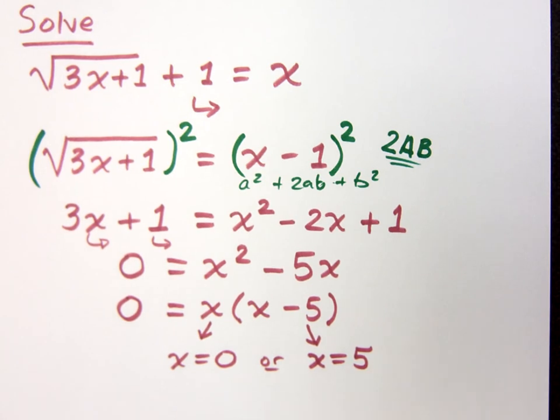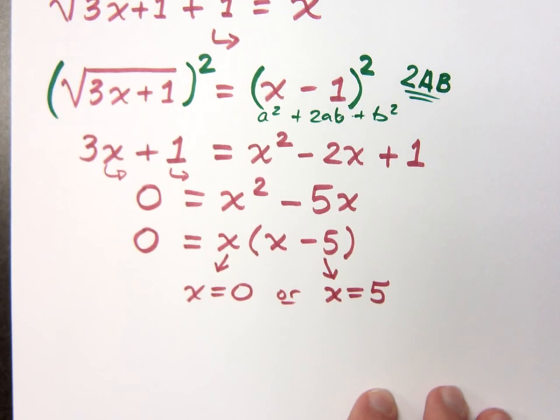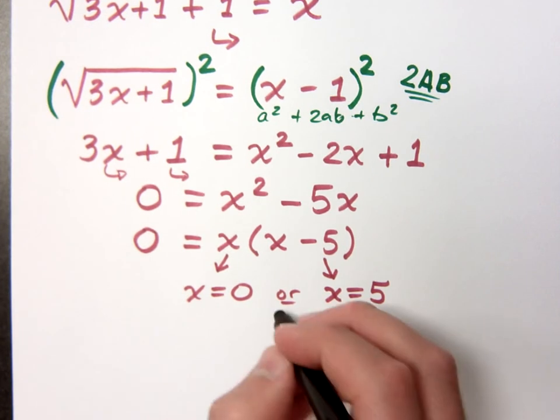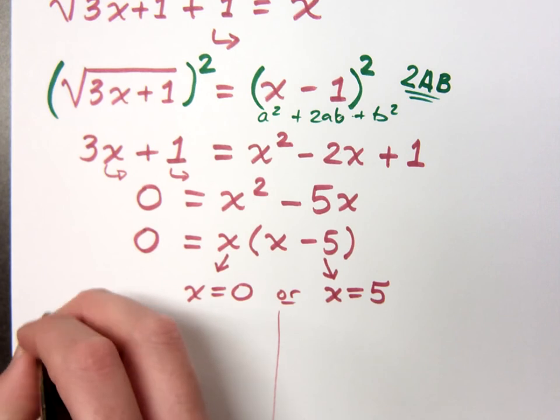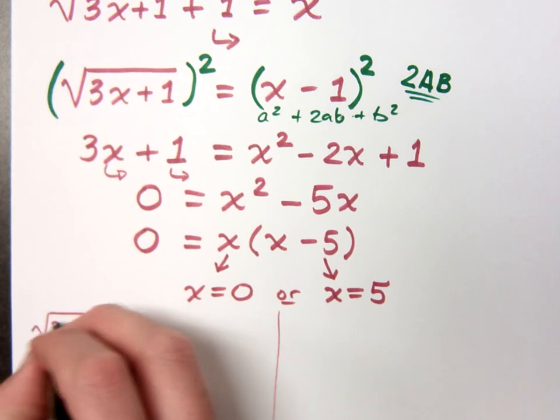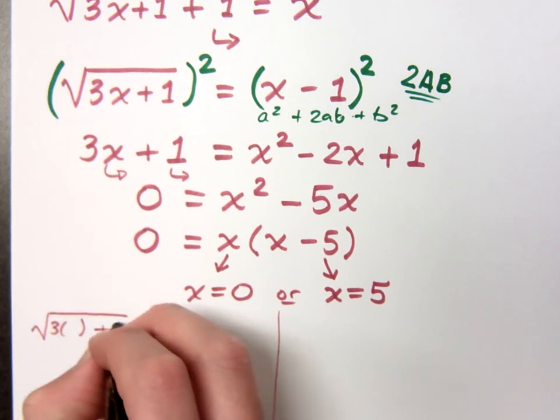So let's check the x equals 0. When we check it, we always go back into the original equation. So here I have 3, instead of the x, I'm just going to write parentheses for right now.